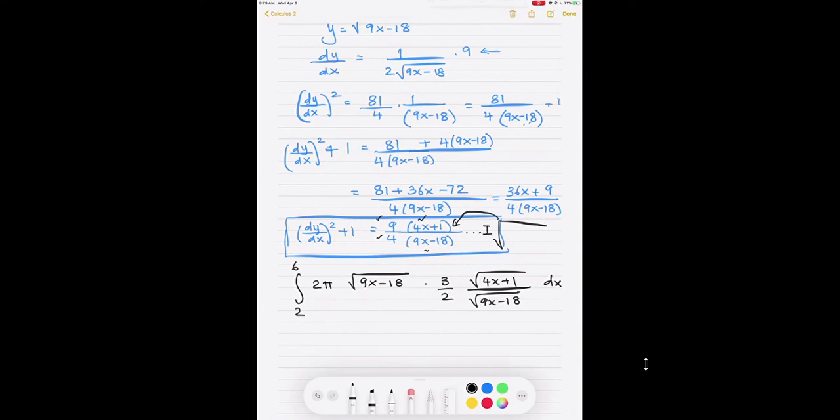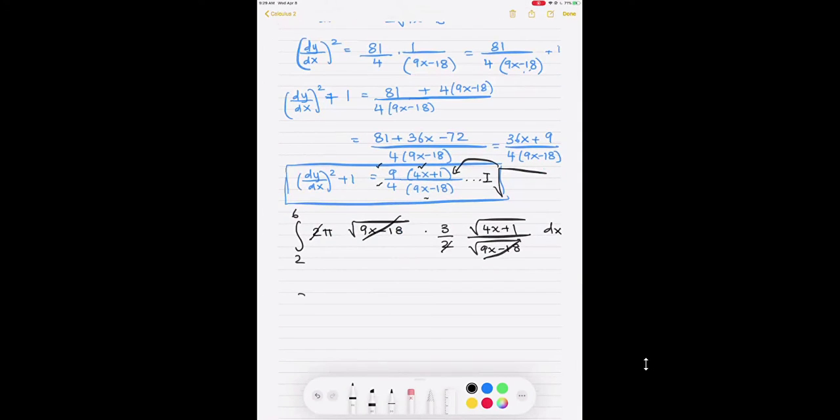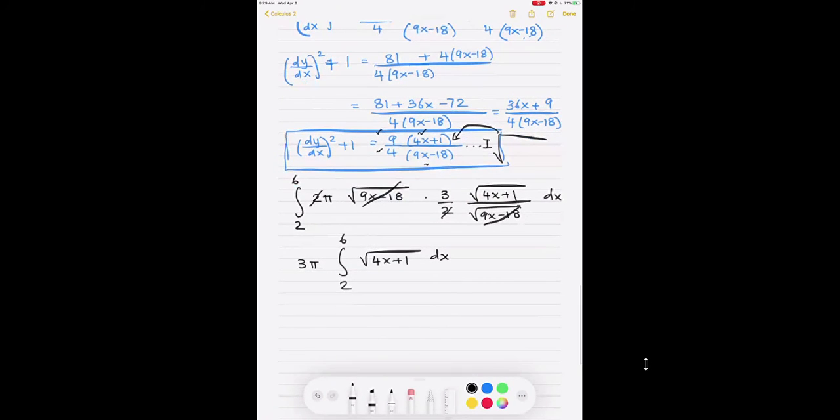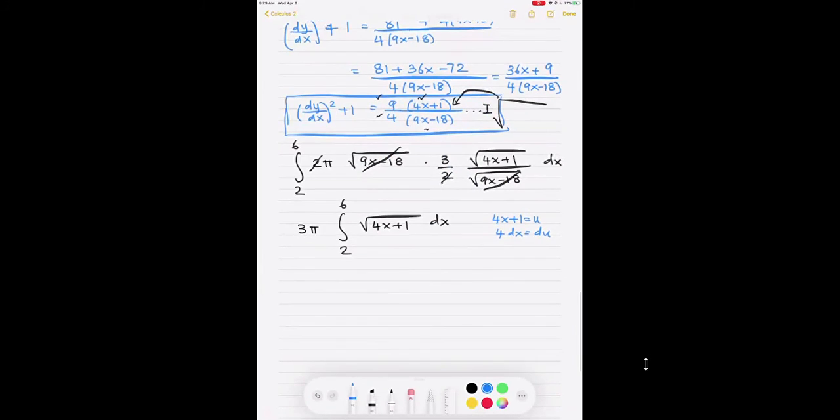Okay. And so now we can cancel the 2's, it's not so bad. Okay, so this turns out to be 3 pi integral 2 to 6 square root of 4x plus 1 dx. And I promised you that neat little trick. If you have latched onto it, then it's going to help you so much. So now to integrate this one, we're going to say what? 4x plus 1 is u, 4 dx is du. So I'm going to say this is 3 pi over 4 integral square root of u du.